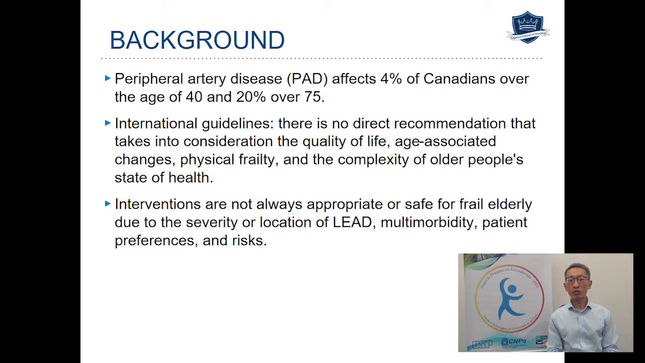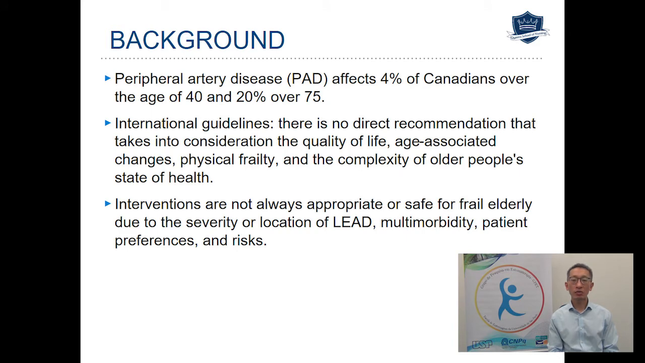And when you look at the international guidelines, in fact, there are many different guidelines available to us, published, indicating the best way to manage arterial disease or peripheral vascular disease. But there's no real direct recommendation that takes into account the quality of life, age-associated changes, and physical frailty among individuals. And what we're actually quite disappointed by is the lack of direct and concrete suggestions and instructions on how we should be managing ischemic pain as well. And that's the impetus for us to look collectively at the available literature.